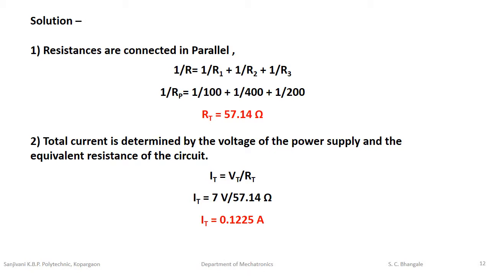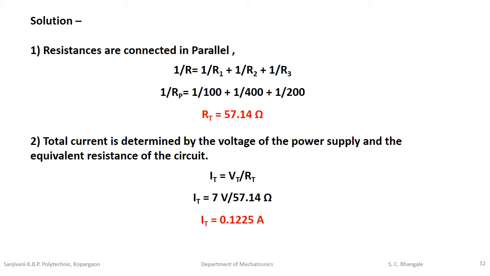The total resistance of the circuit we can calculate by the formula 1/R equals 1/R1 plus 1/R2 plus 1/R3. So 1/100 plus 1/400 plus 1/200, and if we solve this we get the total or equivalent resistance of the circuit equal to 57.14 ohm. Now we will calculate the total current.